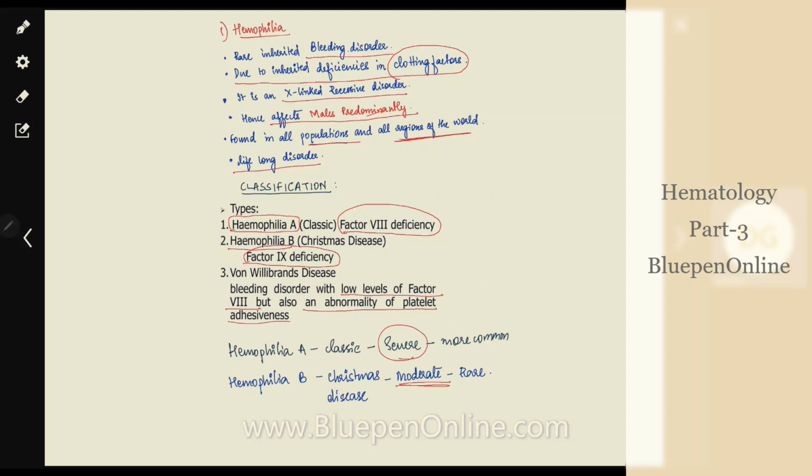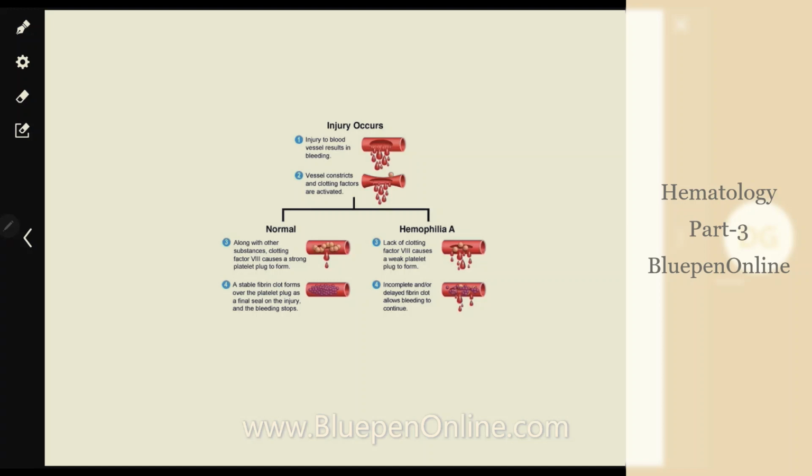Today we shall concentrate on hemophilia A and B, of which hemophilia A is more common. What happens in hemophilia A? Whenever there is injury to the blood vessel, bleeding starts. In response to this bleeding, the vessel constricts and clotting factors are activated. Normally, along with the other substances, clotting factor 8 causes a strong platelet plug to form. Once a platelet plug is formed, a fibrin clot forms over this platelet plug and it seals the injury and bleeding stops.